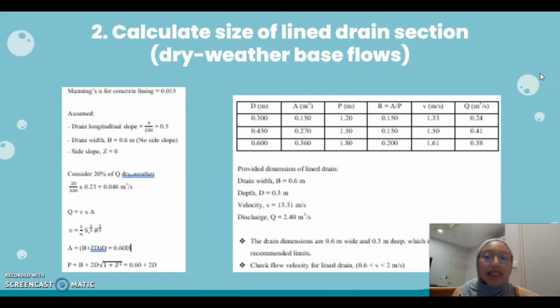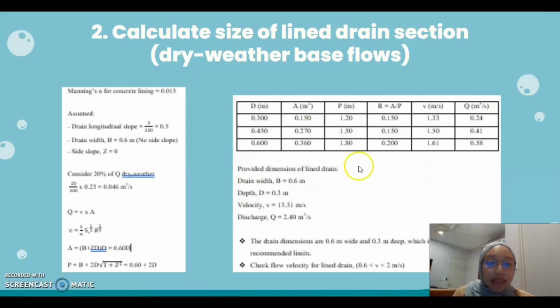The second step is to calculate the size of the line drain section. Manning's n for concrete lining is 0.015. We assume drain longitudinal slope is 0.5. Drain width is 0.6. The side slope is 0.